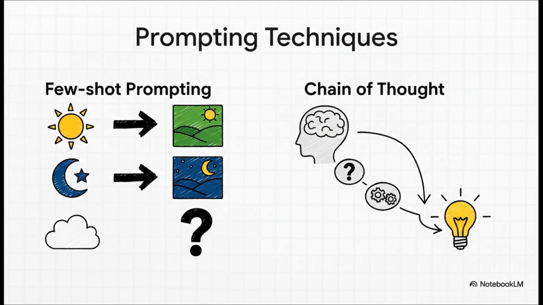Two really powerful techniques here are few-shot prompting and chain of thought. Few-shot is basically just showing, not telling. You give the AI a couple of examples of what you want, and it just gets the pattern and follows along. Then there's chain of thought, which is honestly kind of amazing. You literally just add the phrase, "think step by step" to your prompt, and that simple instruction dramatically boosts its ability to handle complex stuff like logic puzzles or math problems. It's like you're coaching it to slow down and reason it out.